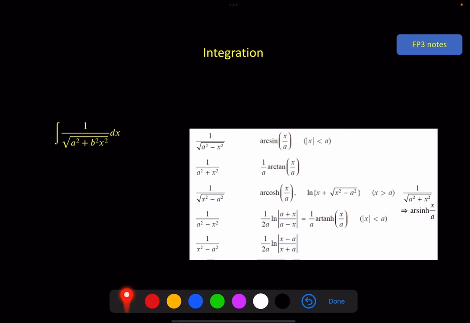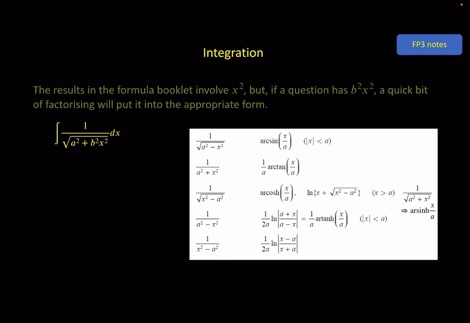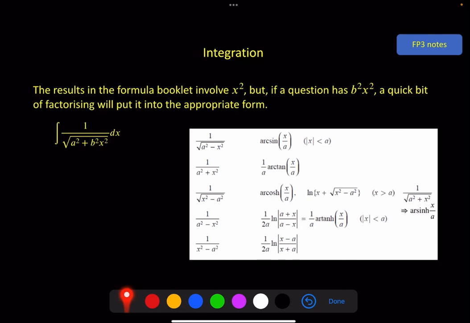Okay, a quick word if there is a coefficient in front of the x squared. That doesn't match any of these that we've talked about. It doesn't match any of the ones in the formula booklet either. But a quick bit of factorizing will put this in the format you need.